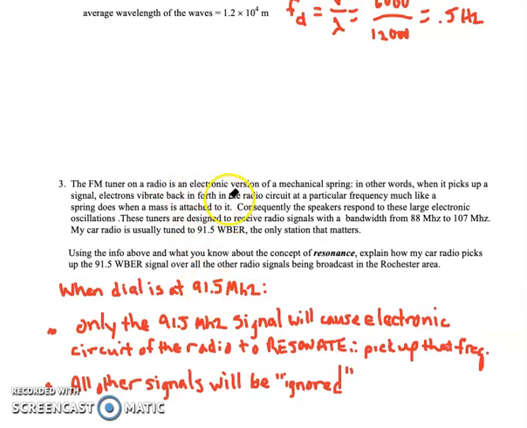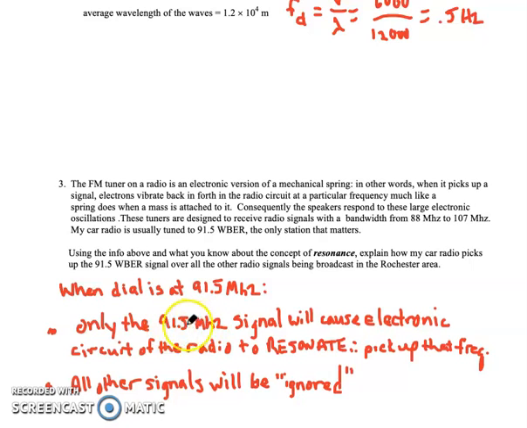Well, if you read the first part, it's that 91.5 megahertz signal that's coming from the broadcast place in Fairport, New York. The antenna of the radio picks up all those signals. But this one is the only one that will cause a resonance in the actual circuitry. So the circuitry is designed to act like an electronic spring of a particular frequency when you have the dial at that setting. So when we have the dial at this setting, then the circuitry will resonate at this, or has a natural frequency of this frequency.